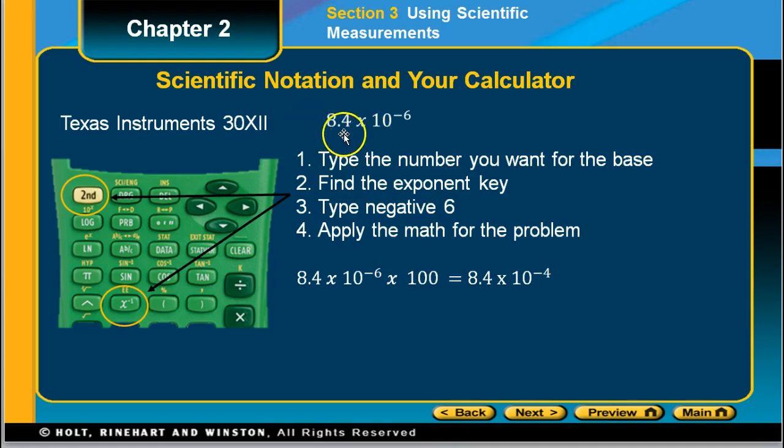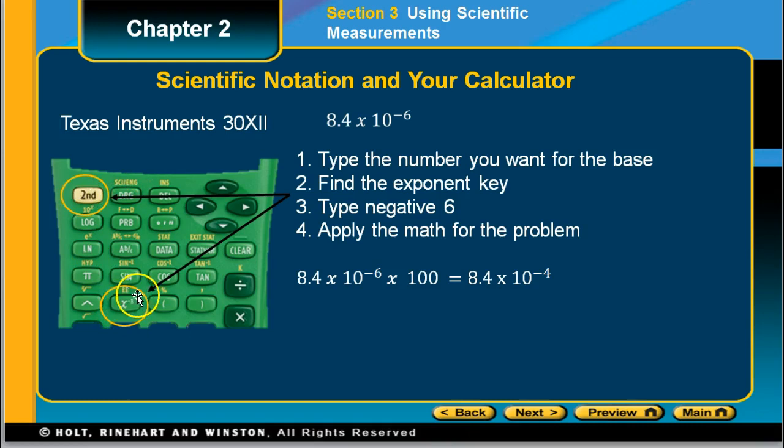So like I said, 8.4, then you're going to hit second, and the EE is what I often tell my kids in school, but second x to the negative 1 or second EE, because that's telling you that it's the exponent key. So then you would type in negative 6, and then you do the math. And if you do the example here, you would type in 8.4 second EE negative 6, and then you'd hit times and 100, and you should be able to get 8.4 times 10 to the negative 4th on your calculator for an answer. Okay, so if you have a 2-line Texas Instrument, it's second EE.